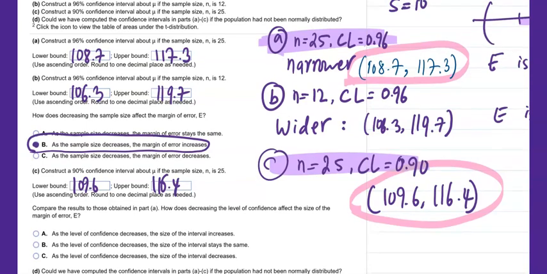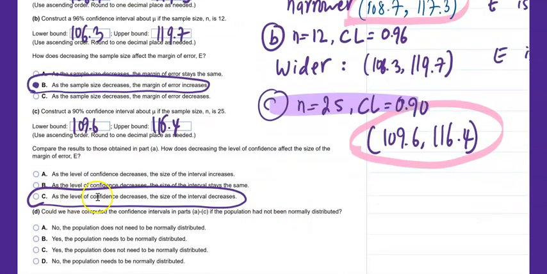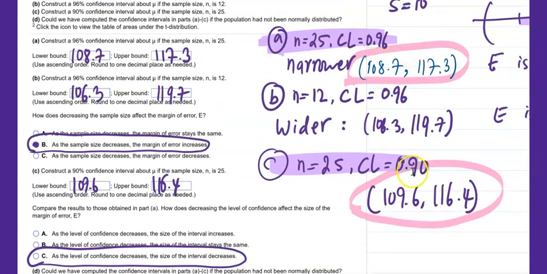So as the level of confidence decreases, what happens to the interval? The interval also becomes smaller. That means the margin of error is smaller. So here's the option. As the level of confidence decreases, 96 to 90, the size of the interval also decreases. Okay, that's the effect of confidence level on the margin of error.